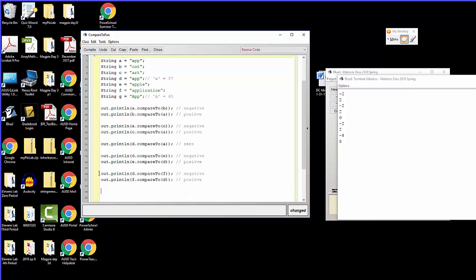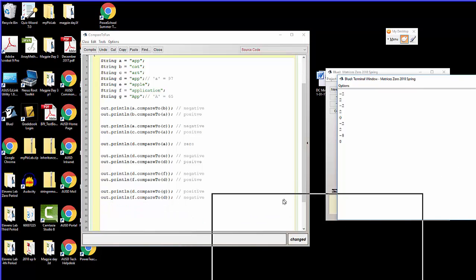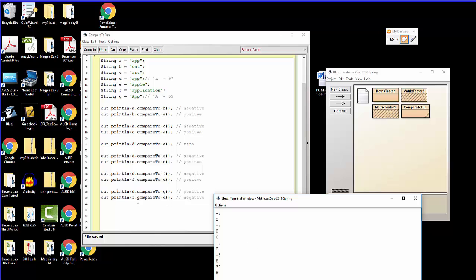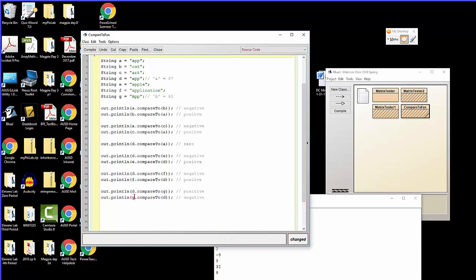Okay, so we prove that by saying what? D and G now? And so that'll be positive 32 and negative 32. 65 and 97 are 32 apart. What did I screw up? I put D and G. G here.